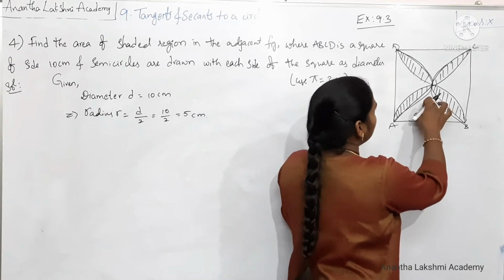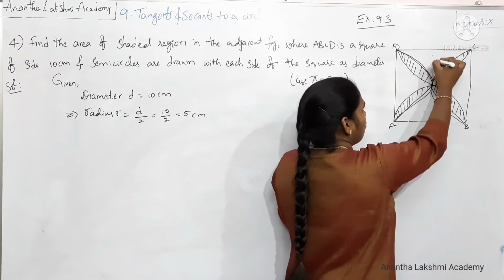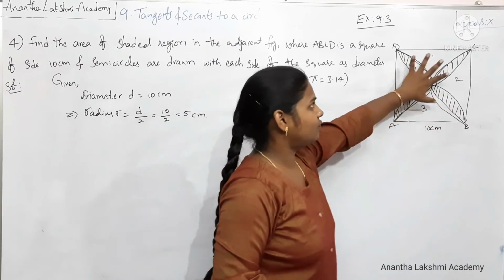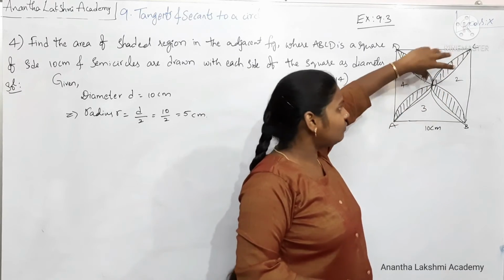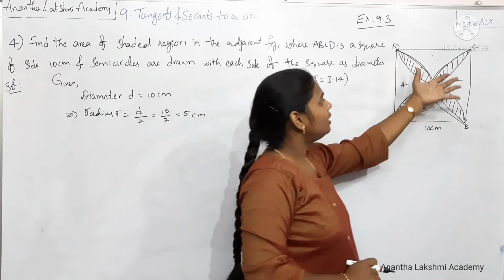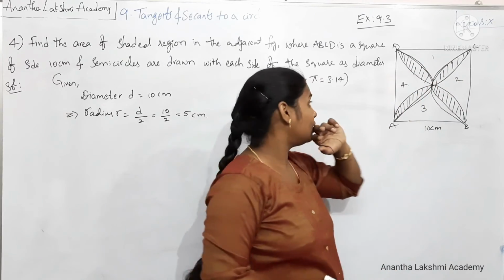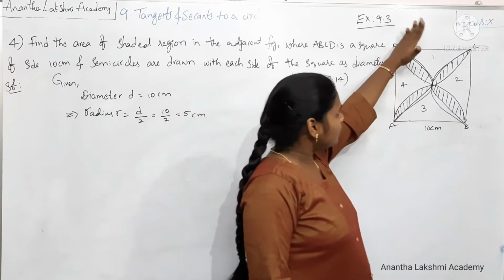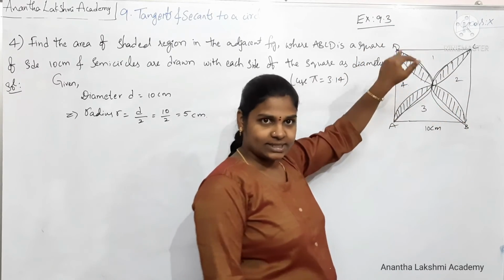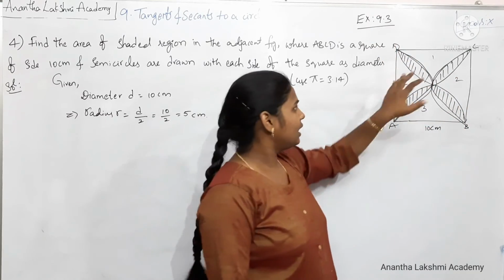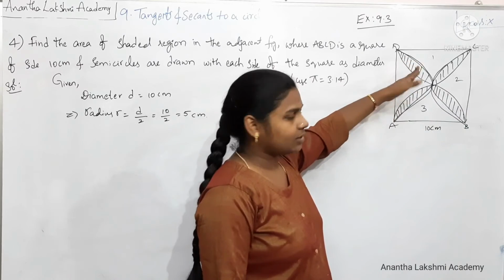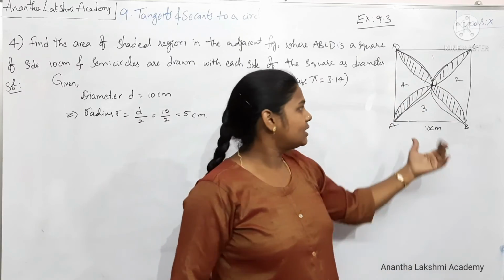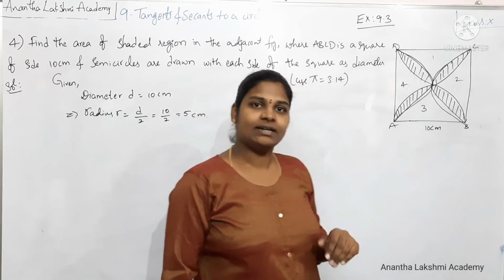So let me note the empty spaces as 1, 2, 3 and 4. Now there are 4 unshaded parts and 4 shaded parts. In order to get the area of the shaded region, I am going to subtract the unshaded regions' area from the area of the square. If I subtract parts 1, 2, 3, 4 from the area of the square, that is what we are going to get as the area of the shaded region, isn't it?